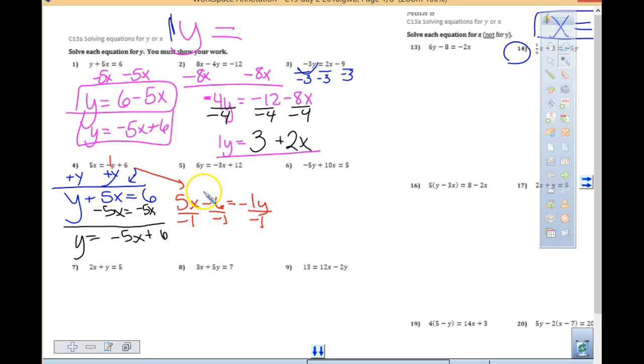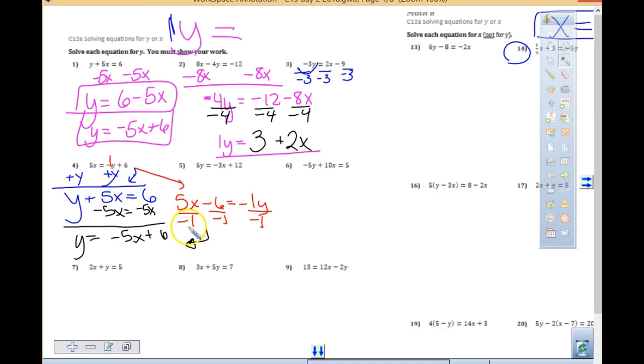If you would have done it the other way, I had some people say, oh, I would subtract 6 first. If you subtracted 6, you get 5x minus 6 equals negative 1. We don't want to know what negative y equals. We want positive y. And remember, in front of a negative y, that's negative 1. So you divide everything by negative 1. Do you get the same answer?